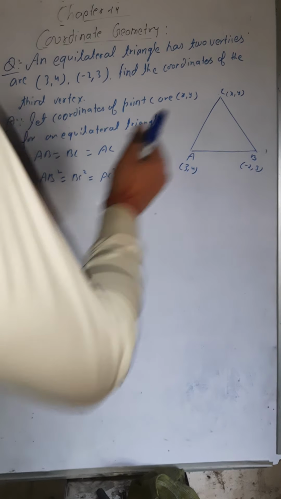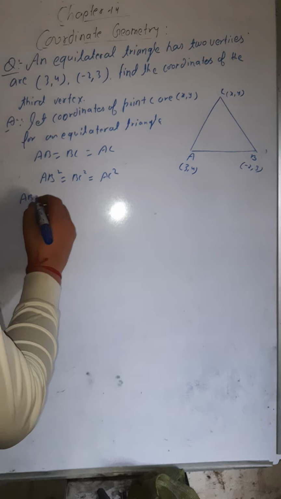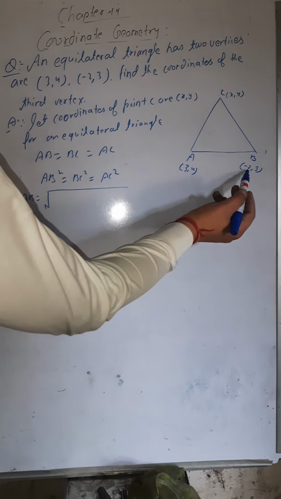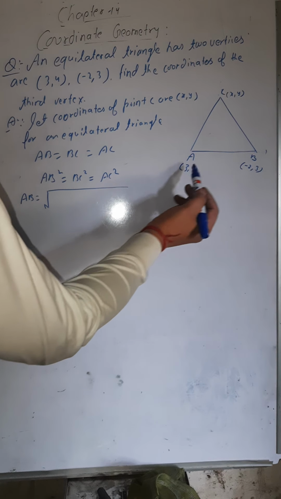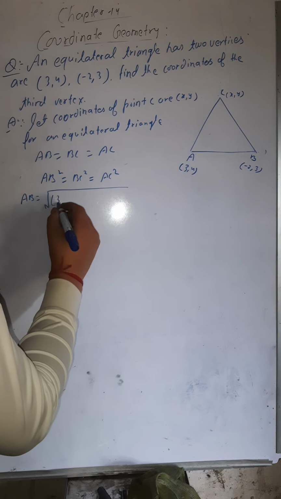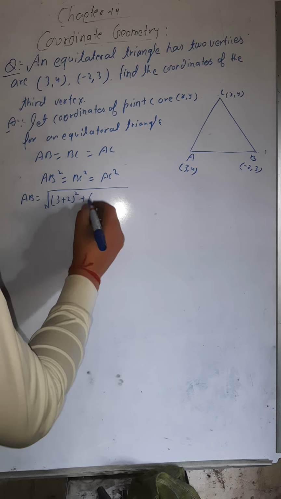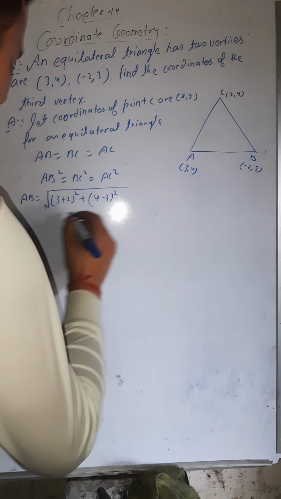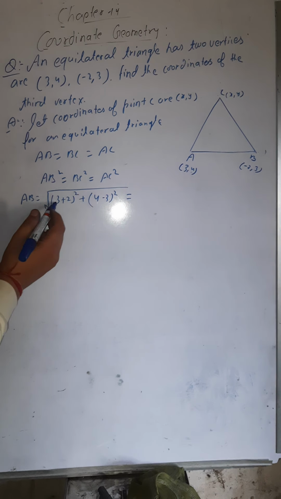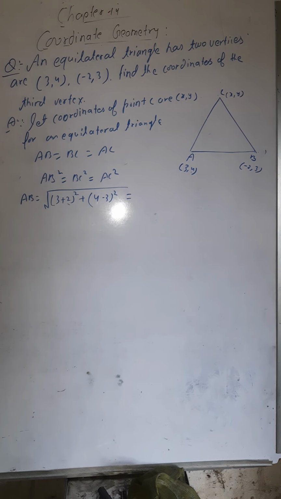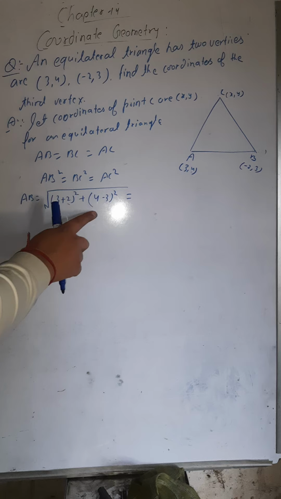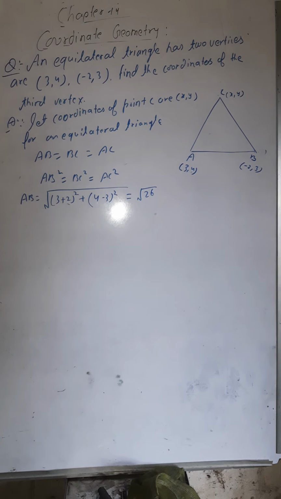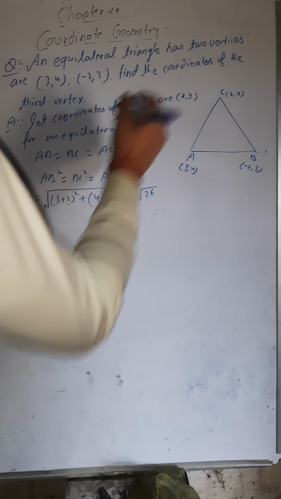So first I will find out AB. Can you tell me the value of AB? Yes. x2 minus x1 means 3 minus minus 2 means 3 plus 2. Square of 3 plus 2 plus y2 minus y1 is 4 minus 3 whole square. So it will be how much? 3 plus 2 is 5, square of 5 is 25, 4 minus 3 is 1, square of 1 is 1, so it will become under root 26.